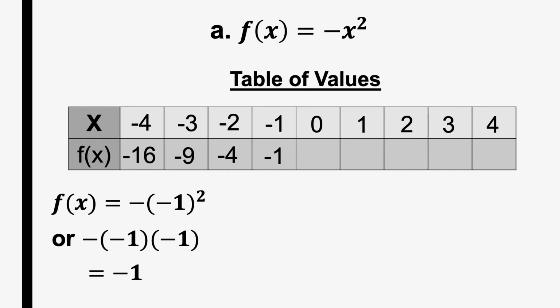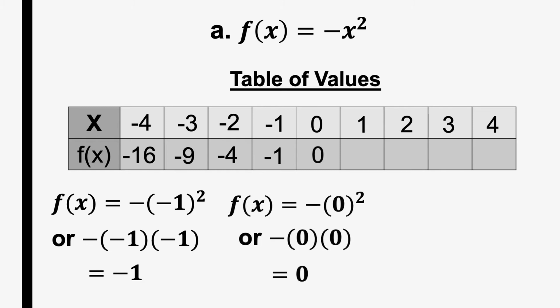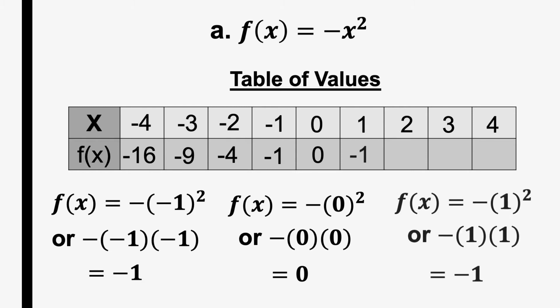So next, f of 0 is equal to negative times 0 squared, or negative 0 times 0. So our value for this f of x is automatically 0. Next, f of 1 is equal to negative times 1 squared. So we can also write it as negative times 1 times 1. So our answer will be negative 1.